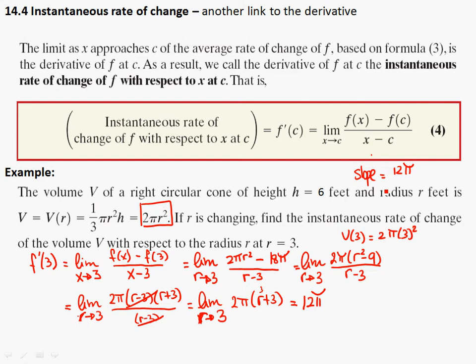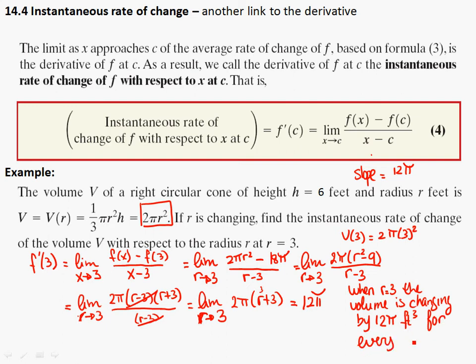What rate of change? What's changing? The volume. So you should be able to write something like this. When R equals 3, the volume is changing by 12 pi what? What unit will volume have here? Feet, and it's volume, so it's cubic feet.